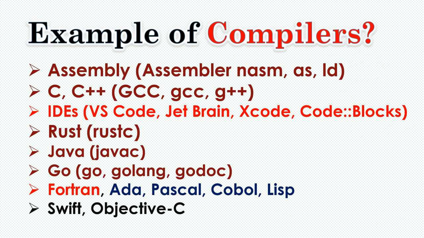C and C++ also have a compiler called the GNU C Compiler Collection, or GNU C++ compiler. The compiler for C is GCC, and the compiler for C++ is the G++ compiler.